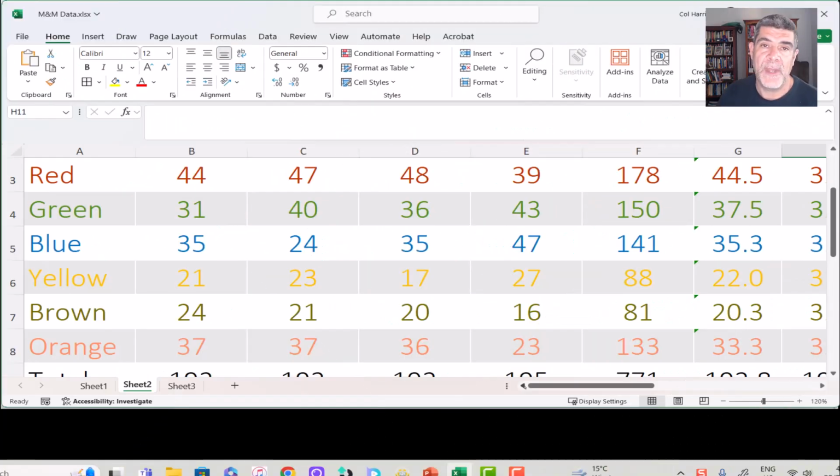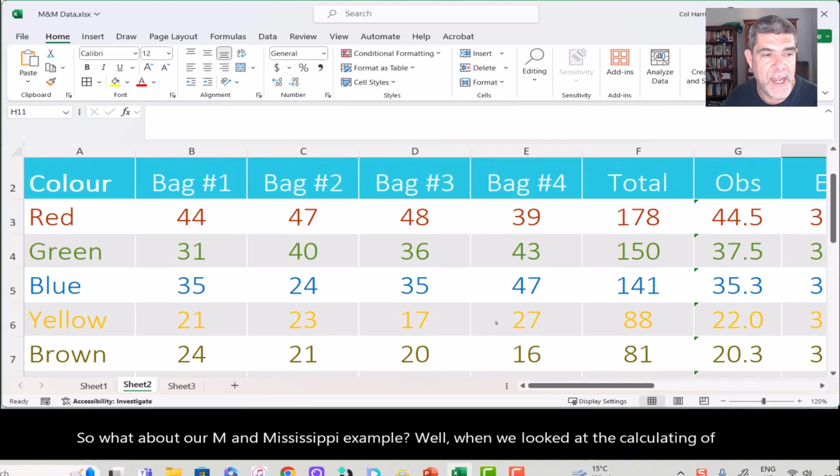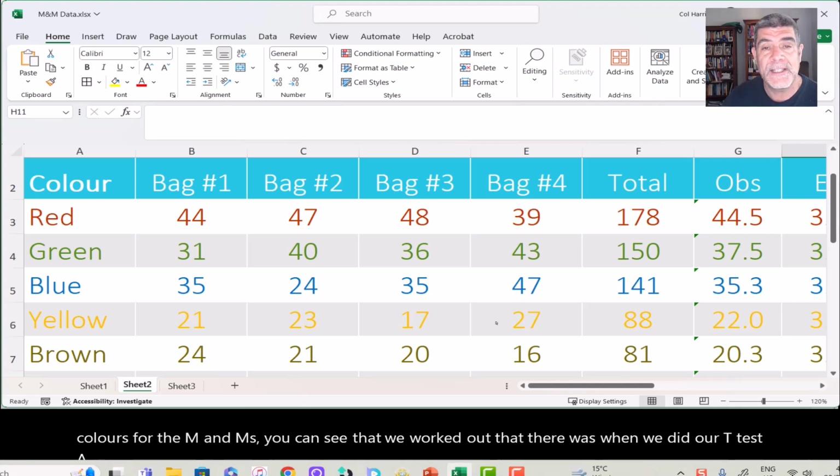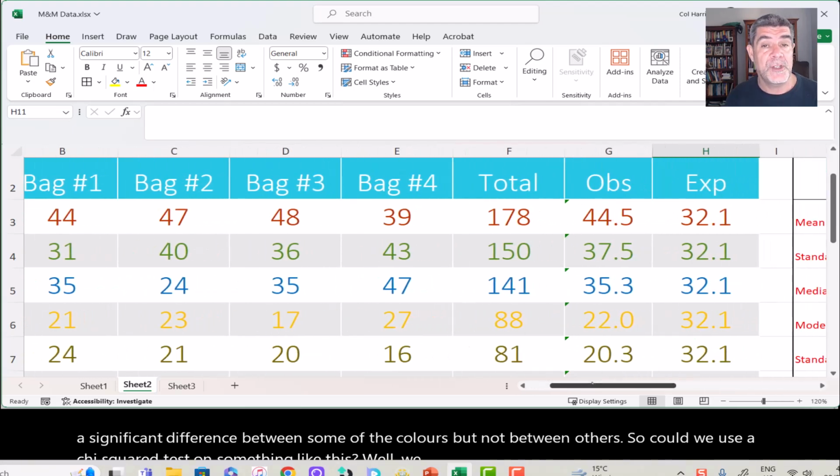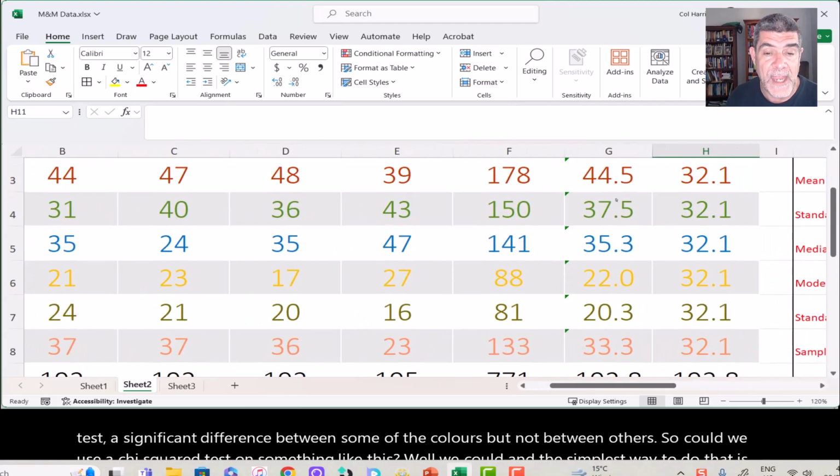So what about our M&Ms example? Well, when we looked at the calculating of the colors for the M&Ms, you can see that we worked out that there was, when we did our t-test, a significant difference between some of the colors, but not between others. So could we use a chi-squared test on something like this? Well, we could. And the simplest way to do that is just to look at the average values.